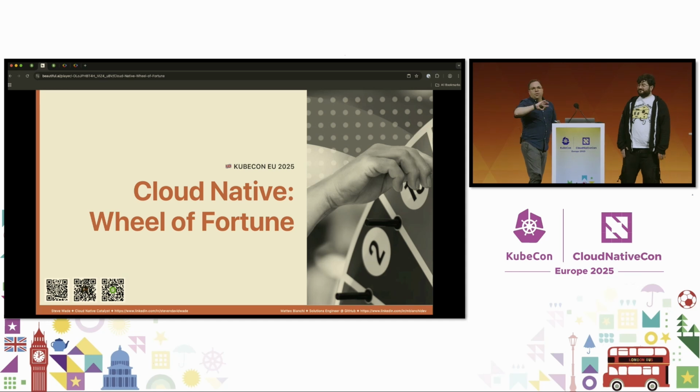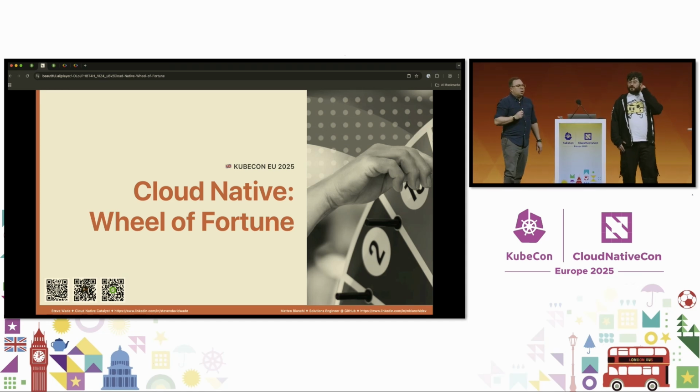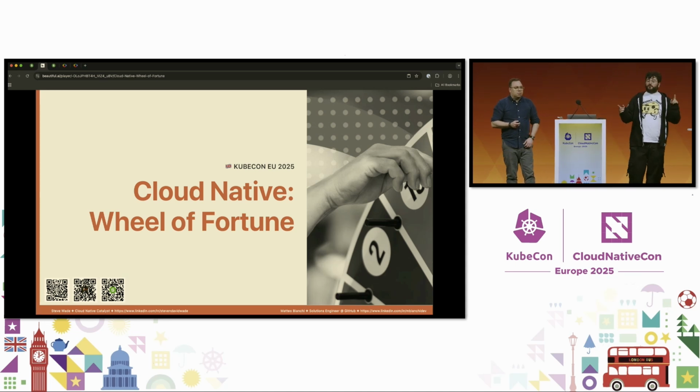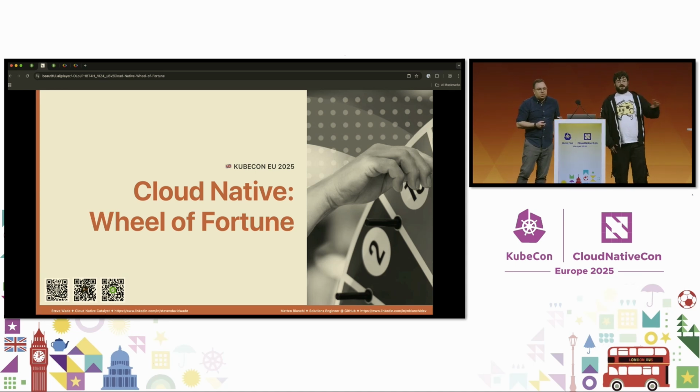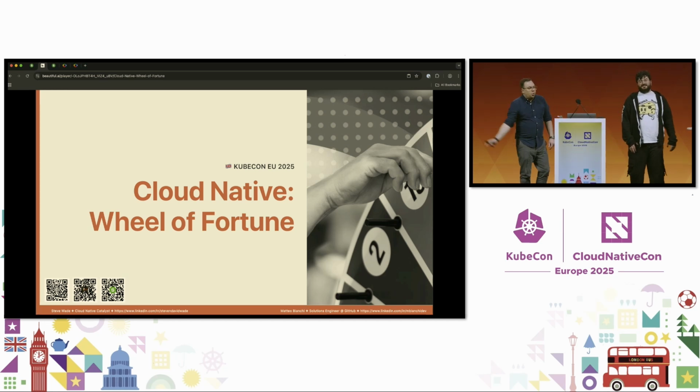Okay, so today we're going to flip the script. It's going to be completely different. This isn't just another talk, it's the Cloud Native Wheel of Fortune, and you will have the opportunity of contributing one topic on top of the others that we prepared in our Wheel of Fortune. And that's just the beginning. So we're going to spin the wheel.